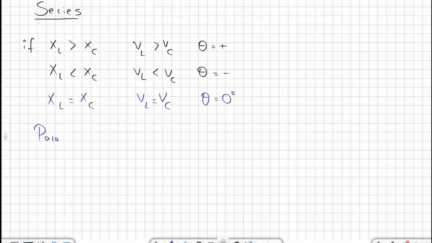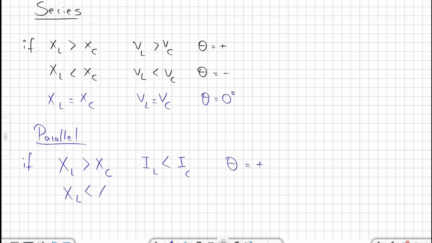In parallel combination, if XL is bigger than XC, then the current in the inductor will be smaller than the current in the capacitor because they are inversely proportional. Since IL is smaller, IC is bigger, then the angle will be positive because IC is in the positive side, so the bigger one is in the positive side.